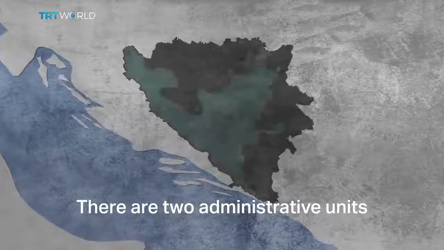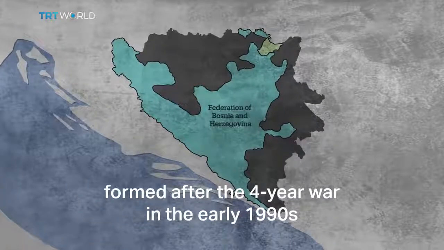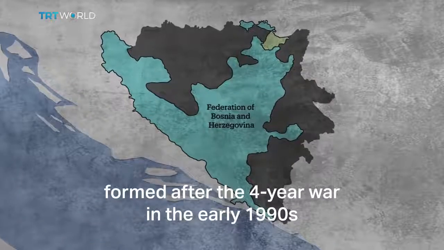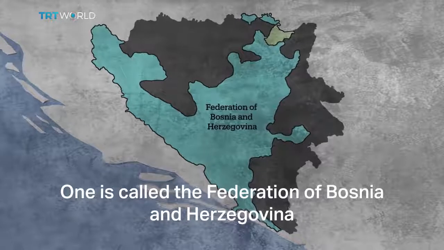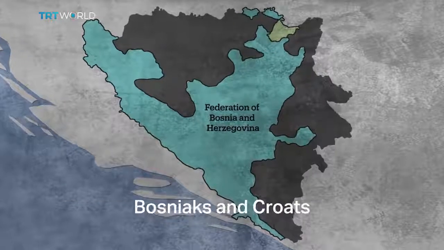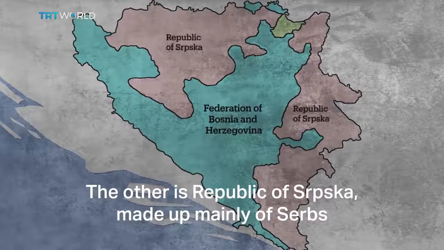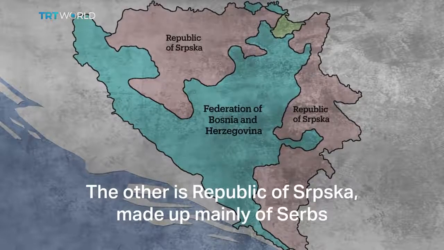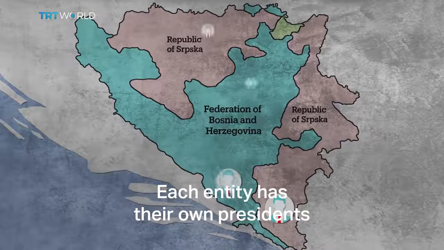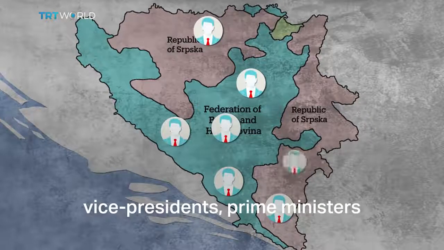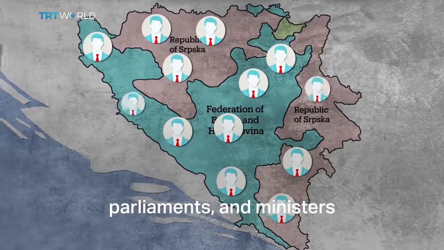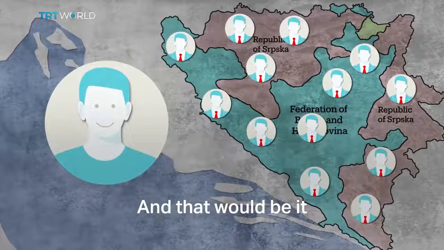There are 2 administrative units formed after the 4-year war in the early 1990s. One is called the Federation of Bosnia and Herzegovina, made up mainly of Bosniaks and Croats. The other is Republic of Srpska, made up mainly of Serbs. Each entity has their own presidents, vice presidents, prime ministers, parliaments, and ministers. And that would be it.